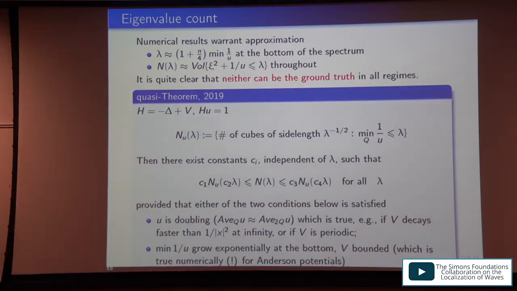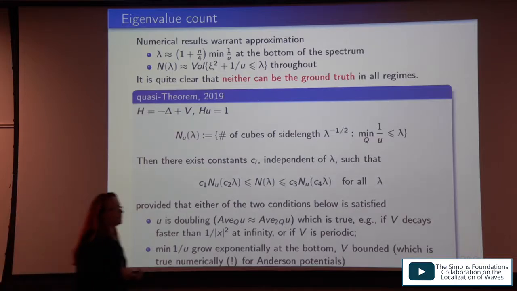So in order to approximate the integrated density of states, what you are actually doing is you are taking your big system. You want the integrated density of states at the value lambda. You are chopping it into cubes of size lambda to the minus 1/2. You are looking for those cubes on which minima are below lambda. So these are cubes where the minimum of 1 over u is below lambda. And you are counting the number of these cubes. This will alleviate both problems here.